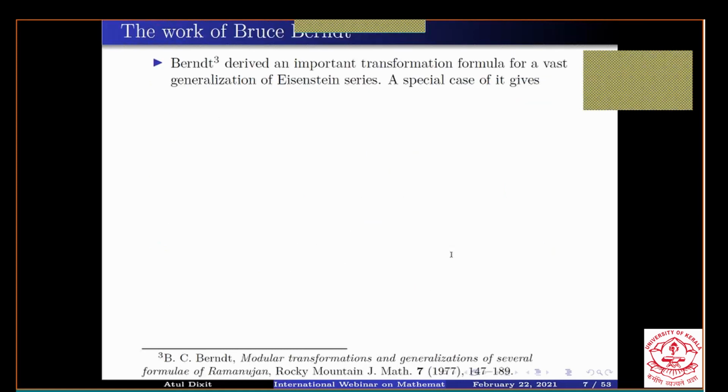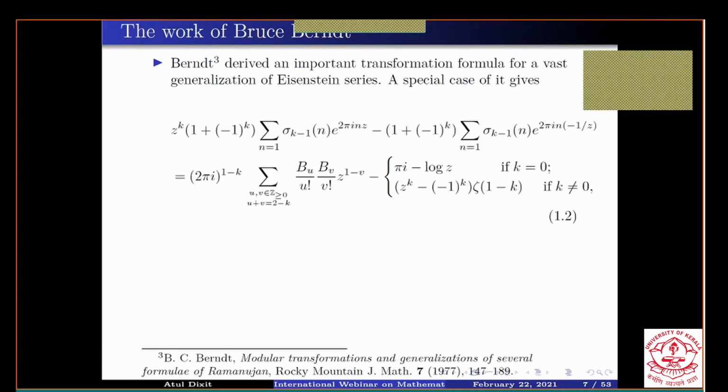Now I would like to also talk about the work of Bruce Berndt. All this is developing the background for the results and the goals of our work. Okay, so Professor Berndt derived an important transformation formula for a very vast generalization of Eisenstein series. The Eisenstein series that I talked about 5-10 minutes before, he vastly generalized them. As a special case of one of his results, one gets this beautiful result.